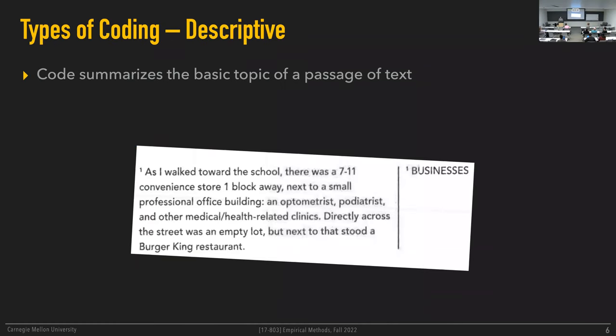So coding is labeling, if you will. It's a way of abstracting or summarizing the input data. There are different ways in which you can think about coding. It could be purely a descriptive label that you assign to a paragraph of text, a sentence, parts of a sentence, or any unit, but it's a way of summarizing it descriptively. Here, for example, the code "businesses" on the right-hand side summarizes the basic topic of this passage of text that describes a number of businesses in the vicinity of where the interviewee was talking about. Okay.